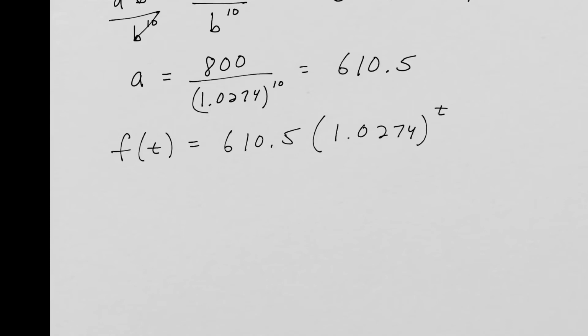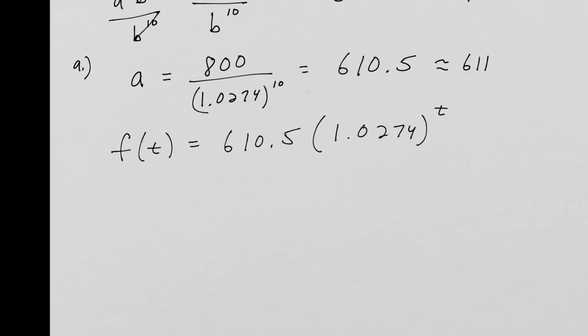I can answer any questions now, right? And by the way, we already answered question A, because remember question A was, what was the initial size of the culture? So part A, that is what a is, right? The variable a is the initial size. It's the initial amount of bacteria. So it's 610.5, or say 611 if you want, if we want to make it an integer number, a whole number.